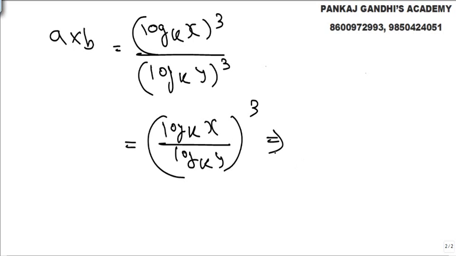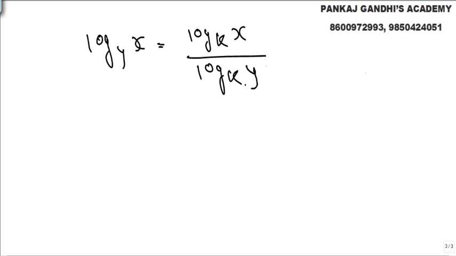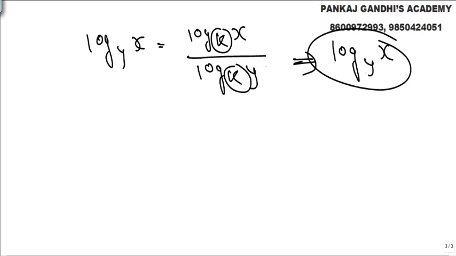Now simply, both have the same base, so we will use the base change property. We can write it as log to the base y x, bracket cube. How it works out, listen: if I have to write log to the base y x, I can write it as log to the base kx upon log to the base ky. So using the same property with base k, I can rewrite it as log to the base y. Using the property I can write this, and from that again I can rewrite this.